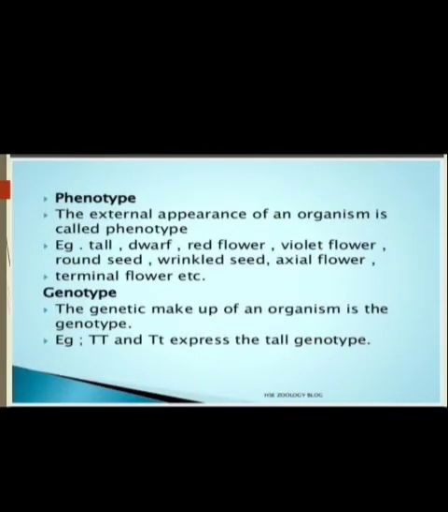Then next, phenotype. The external appearance of an organism is called as phenotype. For example, tall, dwarf, red flower, etc. Such external appearance is called as phenotype. Genotype, the genetic makeup of an organism is the genotype. Means capital T capital T, capital T small t, or small t small t. These are called as the genotype.